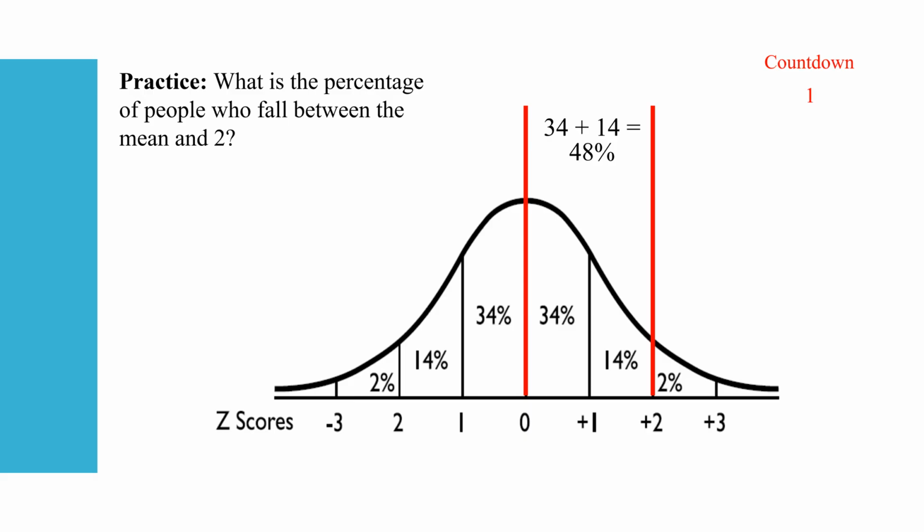So relating this back to probability, if you were to ask, what is the probability of a randomly selected score falling between this range, there would be a 48% chance of this happening. Again, the normal distribution and z-scores can tell you a lot about the likelihood of a specific score.